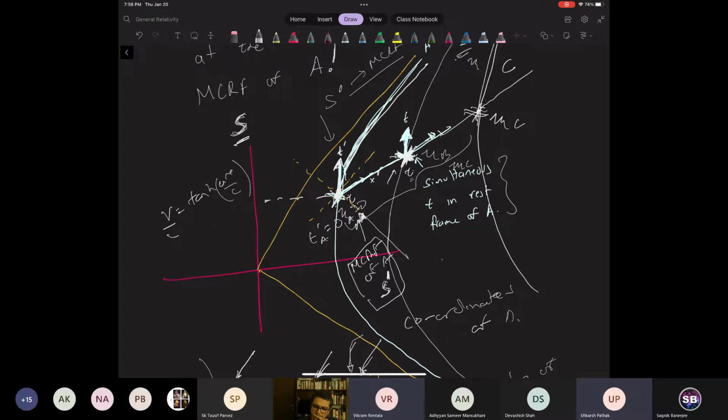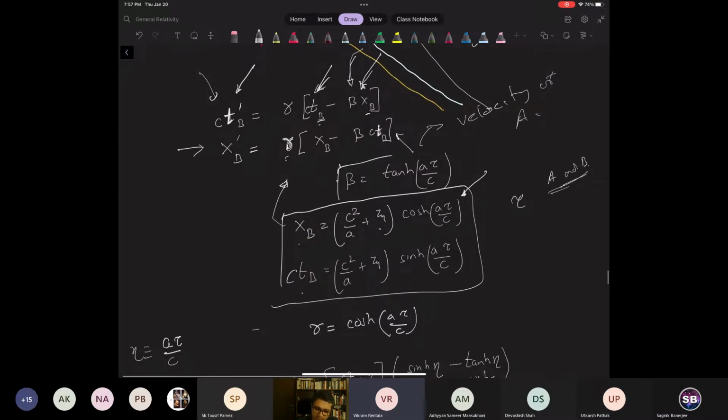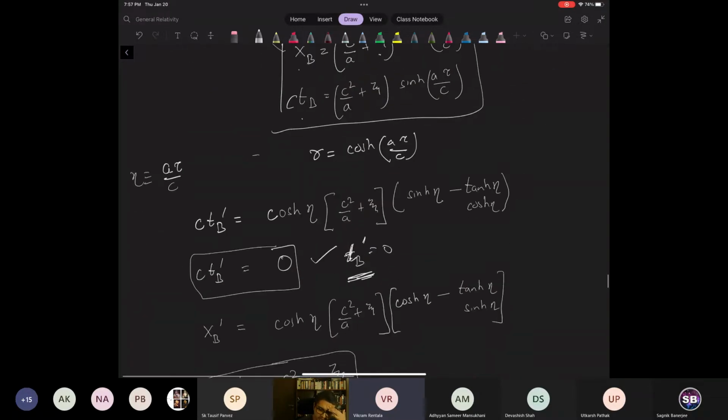And we are using the old coordinates of B in the S frame. Hence that beta is equal to the velocity of A. So I'm going from frame S to frame S prime, and they're related by the velocity of A, which is this beta. Okay. So when I make this transformation, two things.